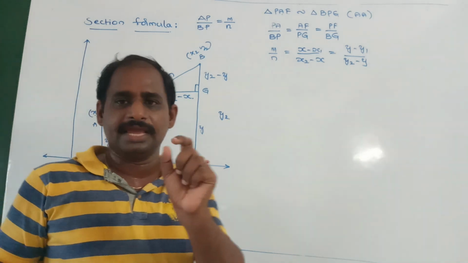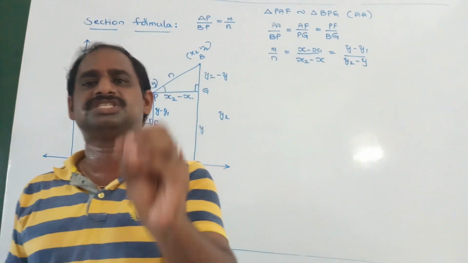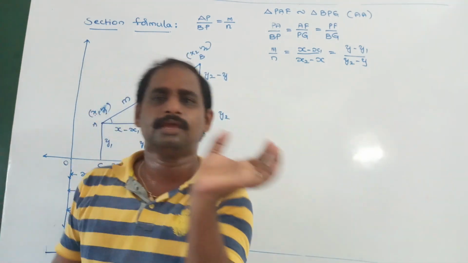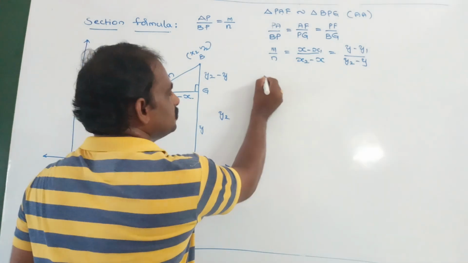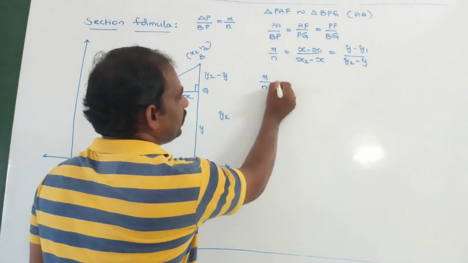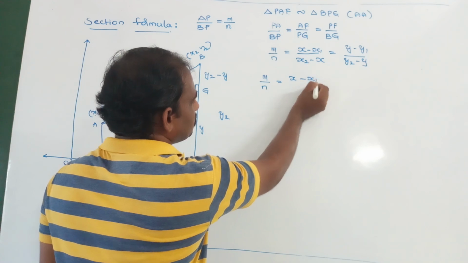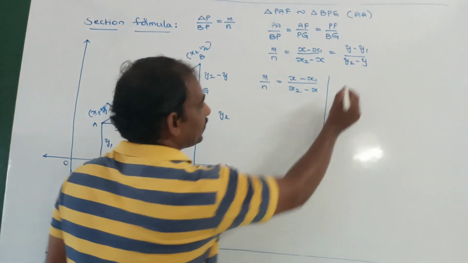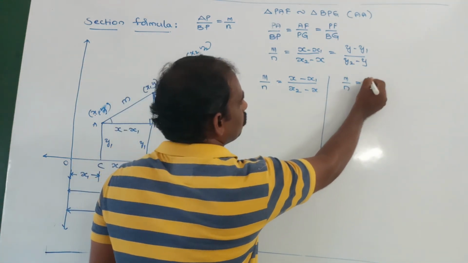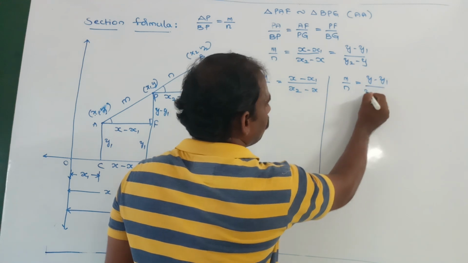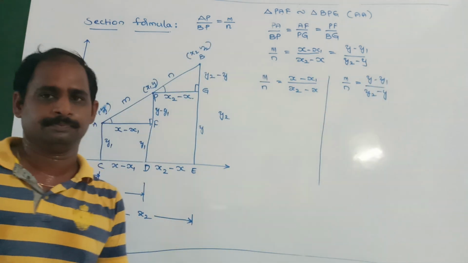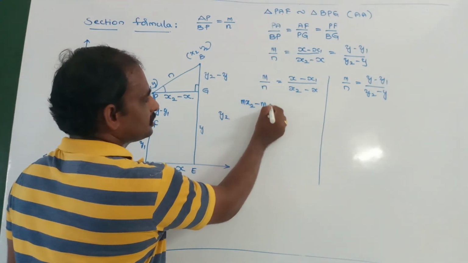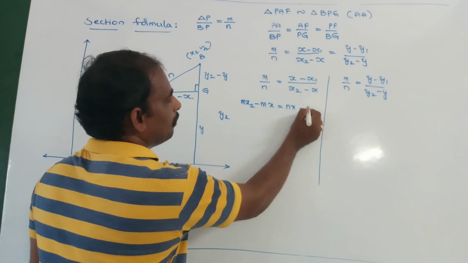Now here we got A is equal to B is equal to C. If A is equal to B is equal to C, we can take A is equal to B as well as A is equal to C. That means consider the first condition: m by n is equal to x minus x1 by x2 minus x. In the second condition, take m by n is equal to y minus y1 by y2 minus y. Now do the cross multiplication. mx2 minus mx is equal to nx minus nx1.